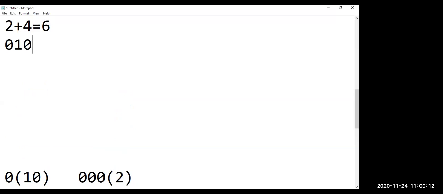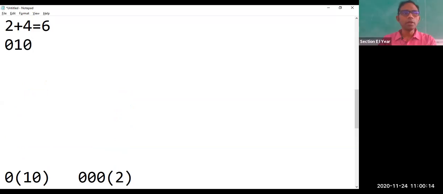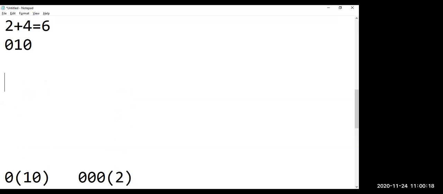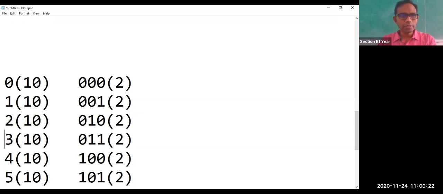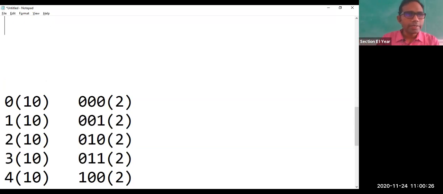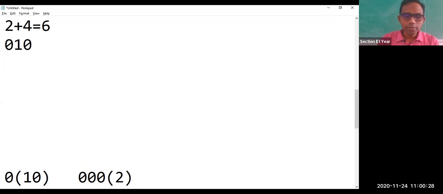0 1 0. Very good. What will be the binary equivalent of 4? 1 0 0. Very good. Just now we have seen 100 and 010. So let us add these two numbers. So that is 100 is 4, right? So this is 4 and this one is 2. Very good. Now let us do the addition part.